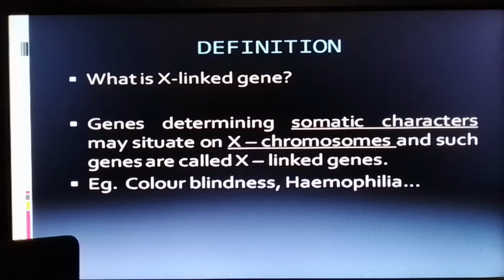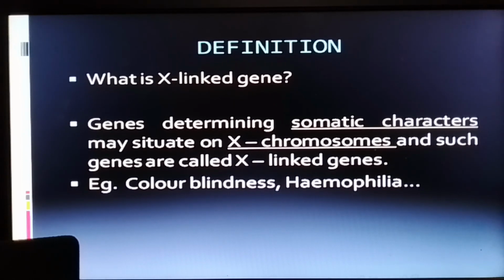If it's a male, there are X and Y chromosomes. Now, the interaction between the X chromosome and the genes on autosomes, and the interaction between the genes on the Y chromosome and the genes on autosomes, gives the individual either male characters or female characters.